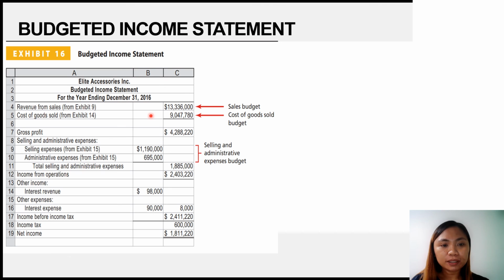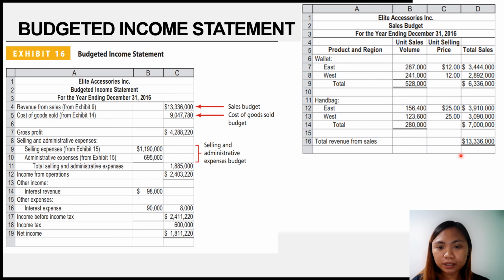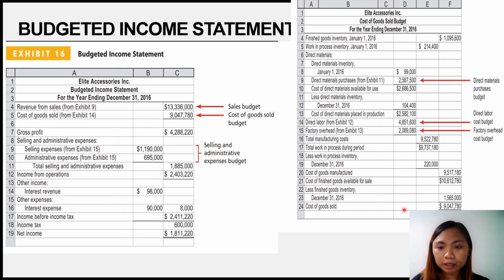So just like in a normal income statement, it begins with the revenue from sales of 13,336,000. So this is what we have computed earlier in the sales budget. So the total revenue from sales is 13,336,000, followed by the cost of goods sold as what we have computed earlier of 9,047,780. So revenue from sales less cost of goods sold is equal to gross profit amounting to 4,288,220. Next is the selling and administrative expenses budget.